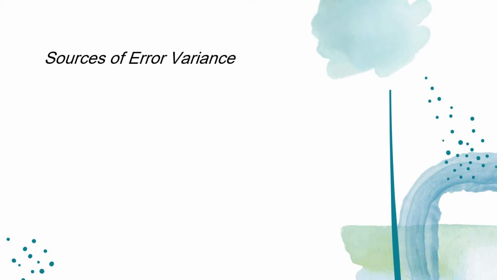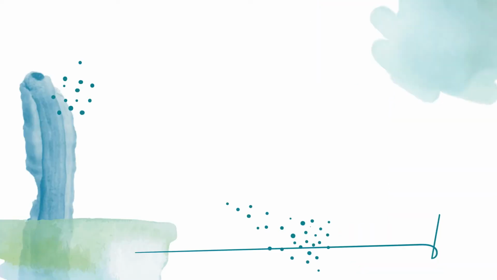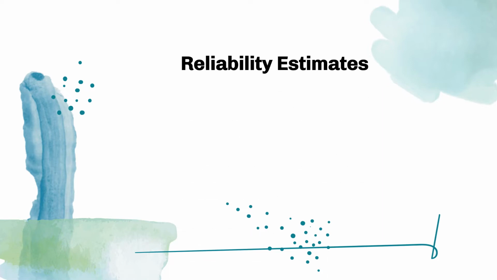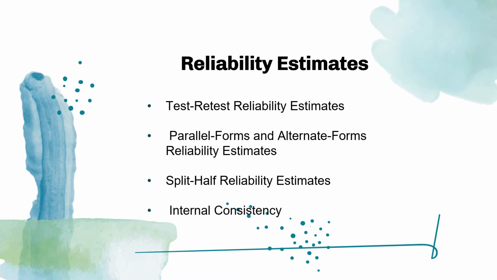So, ito yung mga sources of error na yun. Yung test construction, yung administration, scoring, and interpretation. Madaming mga methods o mga reliability estimates na ginagamit to measure the reliability ng isang test. And these are test-retest reliability estimates, parallel forms and alternate forms reliability estimates, split-half reliability estimates, and internal consistency or inter-item consistency.